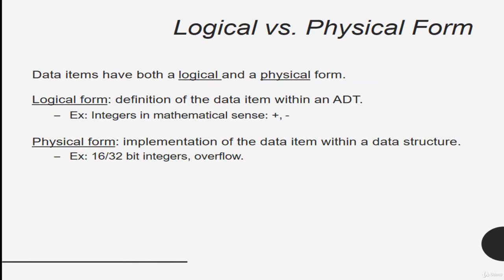We have the logical and the physical forms in the data structures. Data items have both a logical and a physical form. The logical forms are the definition of the data items within an ADT, for example, the integer and the mathematical signs like plus and minus. Physical forms are the implementations of the data items within the data structures, for example, 16 divided by 32 bit integer or overflow.